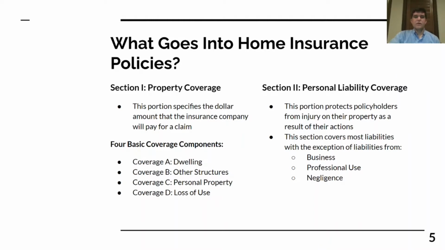Until then, we have the second section, which is personal liability coverage. This portion protects policyholders from injury on their property as a result of their actions. So you're protected from liability lawsuits, although the minimum claim must be over $100,000. And as well, this section could also be viewed as a small medical insurance policy because any injuries to non-family members on your property can be insured up to $1,000 each. And this section covers most liabilities, with the only exceptions being liabilities that come from business, professional use, or negligence.